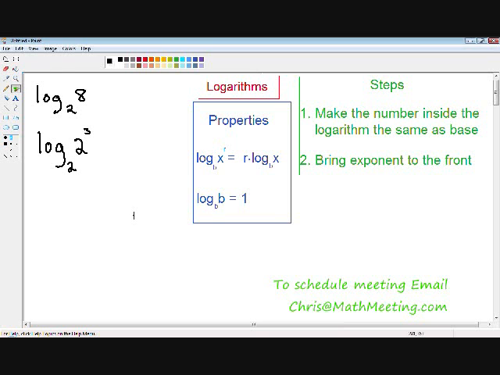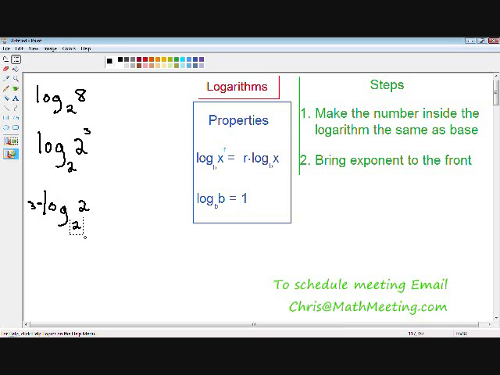So let's move on to step number 2, which is bring the exponent to the front. This really is as simple as it sounds. We're using the first property of logarithms. You're allowed to bring the exponent to the front, and I put a little dot in between to show that they're being multiplied by each other. We just used the exponent property: I brought the exponent and dragged it to the front.